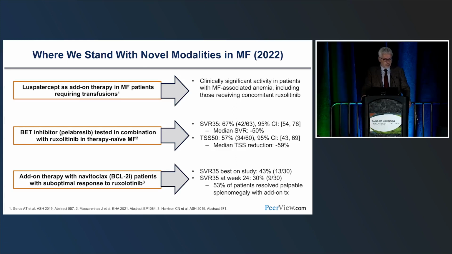BET inhibitor, the second one, pelabresib, as is the case with the next one at the bottom, navitoclax. Combination with the JAK inhibitors either from the very beginning or in people who are suboptimally responding to a JAK inhibitor, you add one of those and you boost the spleen and symptoms response, make it better.